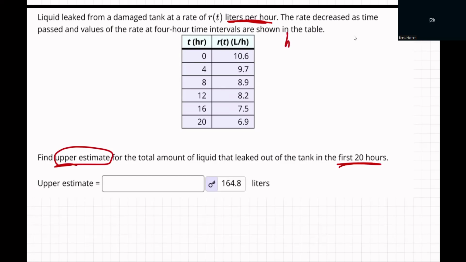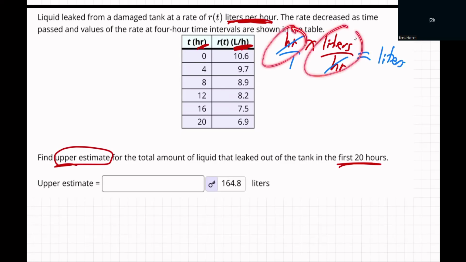Notice if we take the units, hours here, and multiply by liters per hour, here I'll show you how the units will work out. This is over one. These will cross cancel and we'll get total liters. So if you multiply hours times liters per hour, hours cancel, and you get how many liters leaked out. So that's what we're going to do.